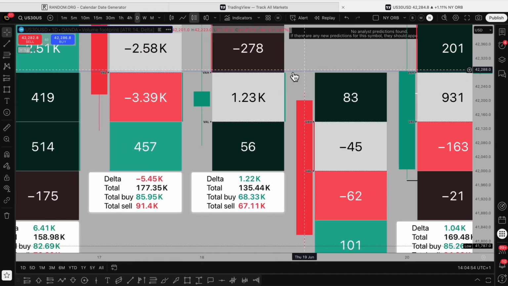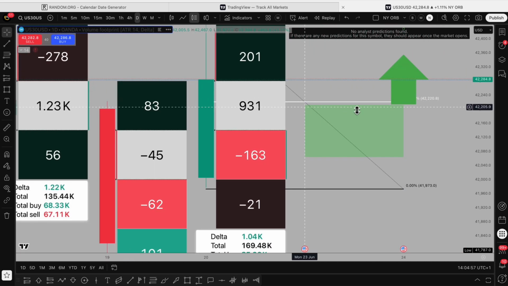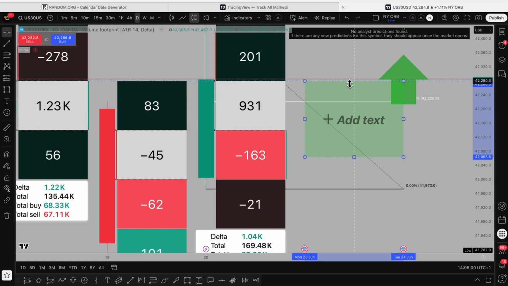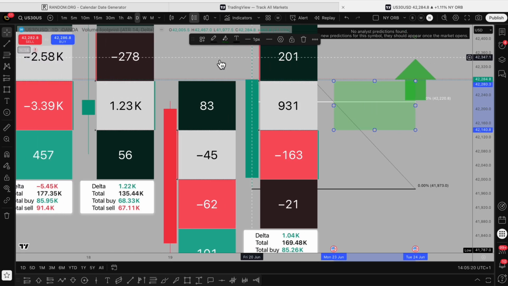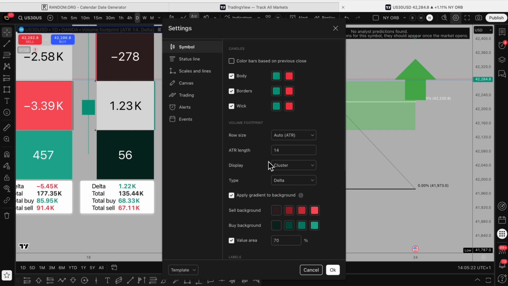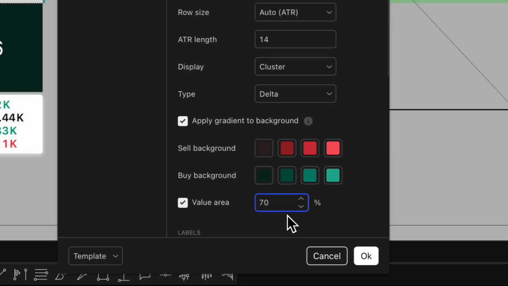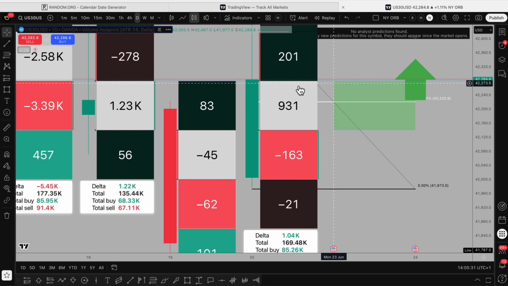Now, why is this important? Whenever you tap into this area, it almost always fills. It's called the 70% area. So I've got this box here now at this value area, and I can tell the next day when we tap into this area, it will fill most of the time. The settings for this is in the symbol. You can see here the value area. I have it set to 70%. So 70% of the trading in this candle was done in this area.